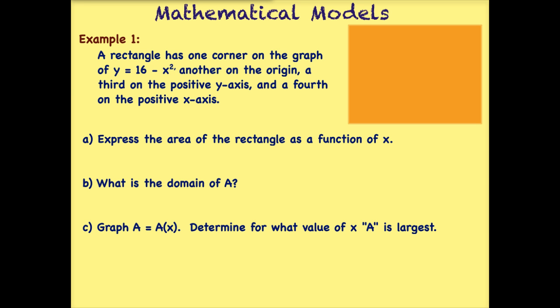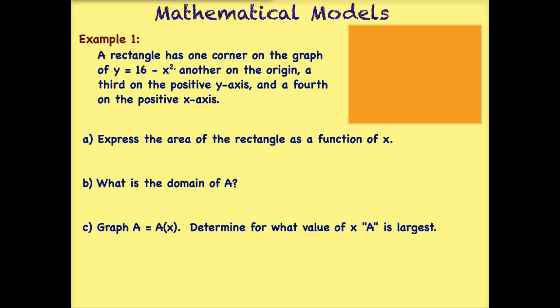In example 1, it says we have a rectangle that has one corner on the graph of y equals 16 minus x squared, another on the origin, a third on the positive y-axis, and a fourth on the positive x-axis. In order to effectively solve these problems, it's a lot easier to visualize it. So drawing a picture of what this looks like can really help you to solve this type of problem. So let's think about what we have first.